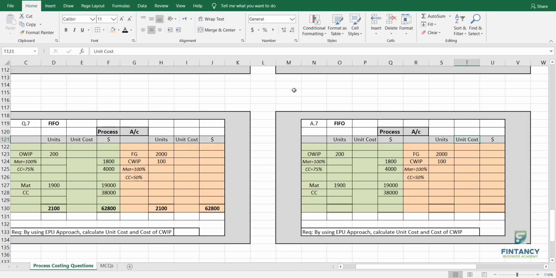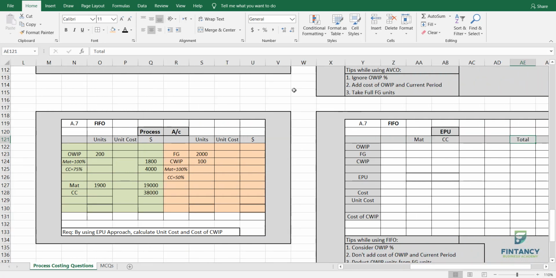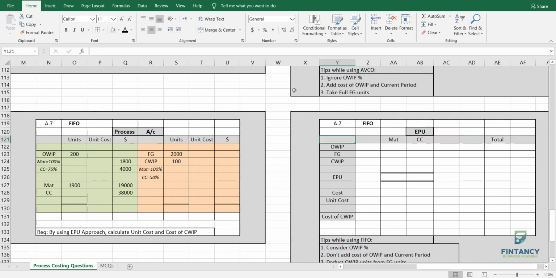Two only. Why? Because we have material and conversion cost. How many rows will there be? Three: opening, finished good, closing. So there are two columns, including one total column, and rows for opening, finished good, and closing. Whatever we discussed above, you can see on the screen here also. These are the tips for weighted average, and the opposite are the tips for first in first out, if you see below.